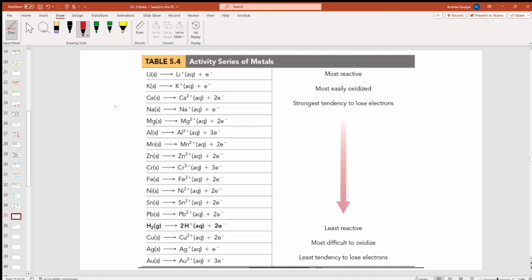But if we go back to our activity series, we can see that aluminum is not as reactive as potassium. In other words, potassium is more willing to give up its electrons. So will the aluminum react here? The answer is no.